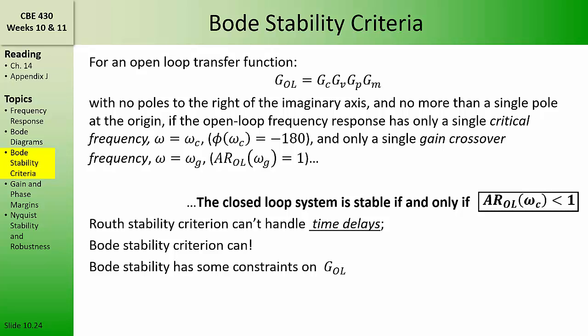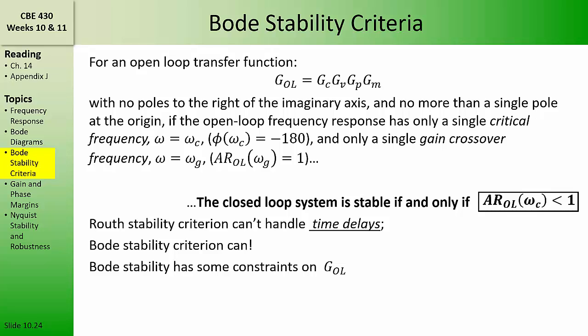This enables us to establish what we call the Bode stability criterion. For any open loop transfer function, where the open loop transfer function is the product of all of the transfer functions in the feedback loop, usually given by Gc, Gv, Gp, and Gm, if there are no poles to the right of the imaginary axis and no more than a single pole at the origin, and if the open loop frequency response has only a single critical frequency, omega c, at which the phase angle is equal to minus 180 degrees, and only a single gain crossover frequency, omega g, at which the open loop transfer function amplitude ratio is equal to 1, then the closed loop system is stable if and only if the amplitude ratio at the critical frequency is less than 1.